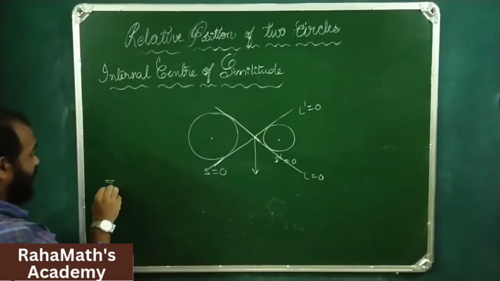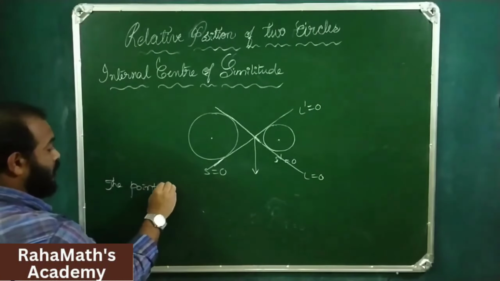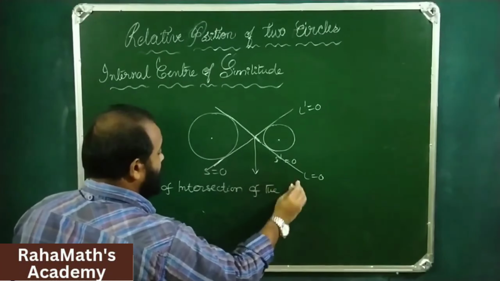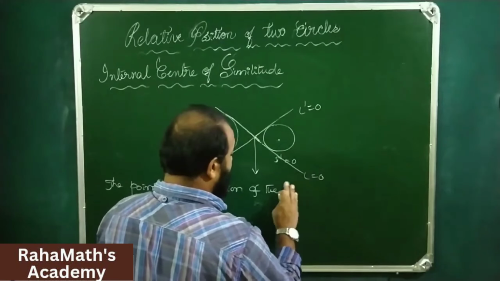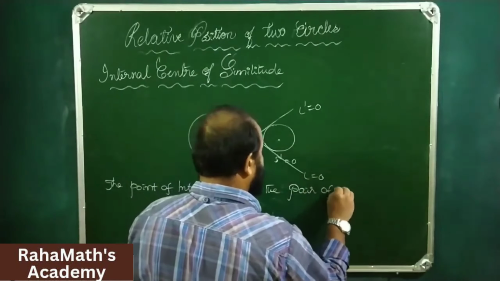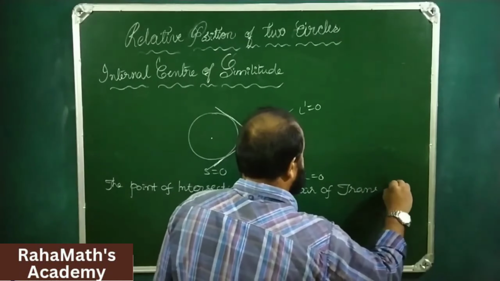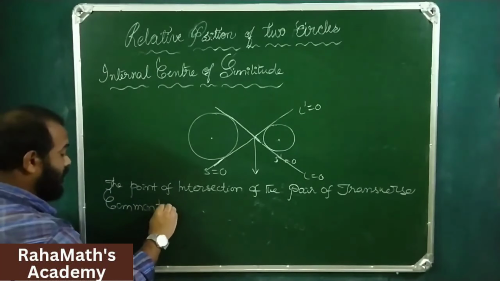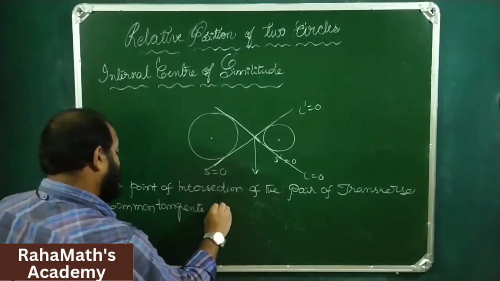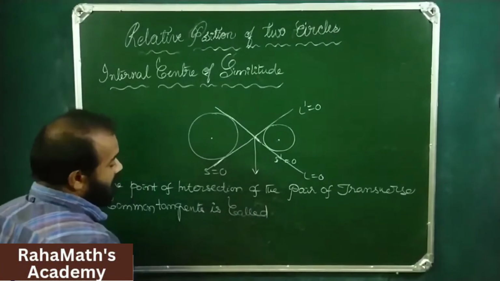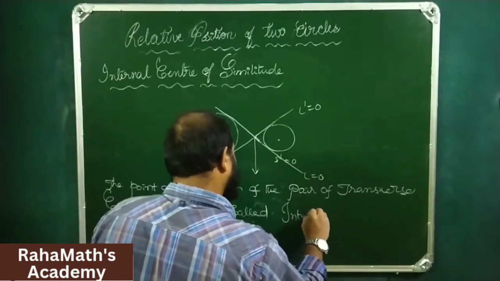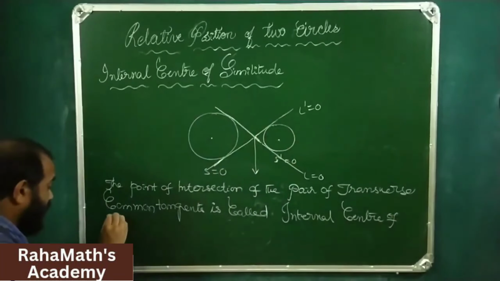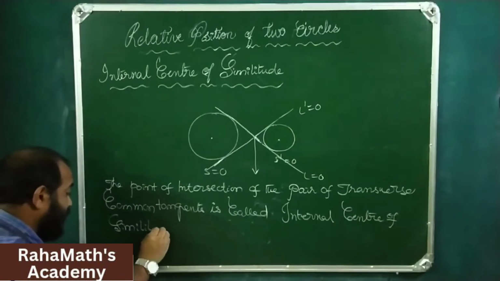And the point of intersection of this pair of transverse common tangents is called the internal center of similitude. Internal center of similitude.